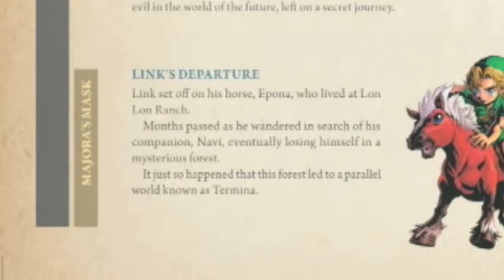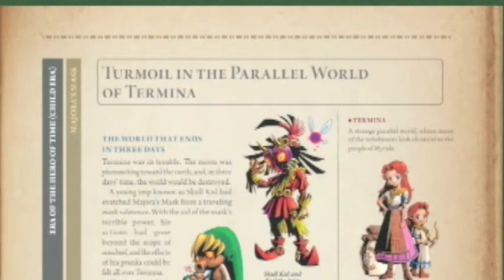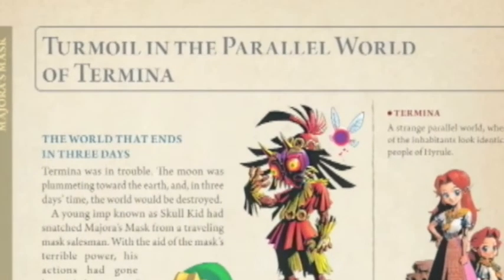Link's departure. Link set off on his horse Epona, who had lived at Lon Lon Ranch. Months passed as he wandered in search for his companion Navi, eventually losing himself in a mysterious forest. It just so happened that this forest led to a parallel world known as Termina. Turmoil in the parallel world of Termina.